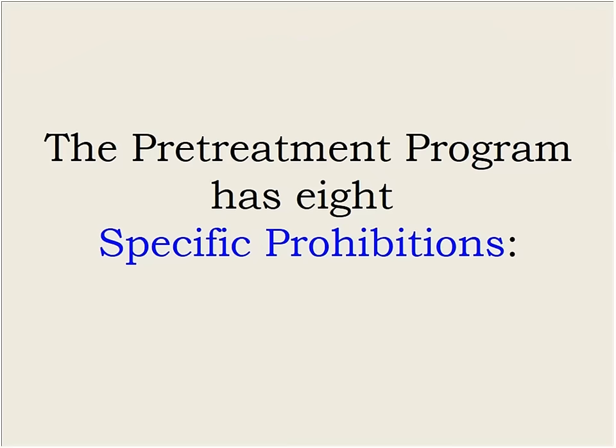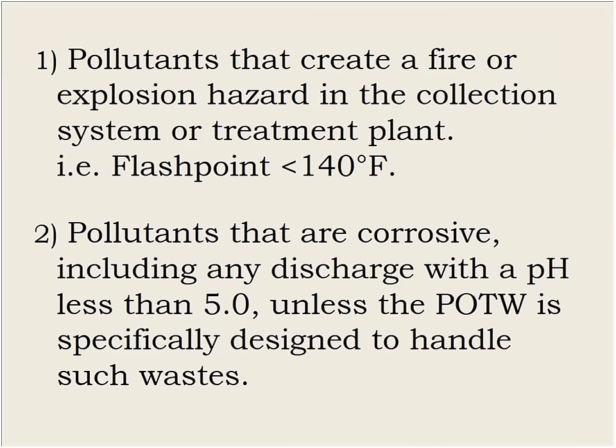Well, general prohibitions, any lawyer could dance around a general prohibition. I could probably do it if I wanted to. So they said, okay, we'll be more specific. These are things that cannot go to a treatment plant. Pollutants that create a fire or explosion hazard, anything with an open cup flash point less than 140 degrees Fahrenheit. Solvents, fuels, that sort of stuff, stuff that goes boom. Anything that's corrosive, including a discharge with a pH less than 5.0. That's EPA rules. Massachusetts set the limit at 5.5 and no upper limit.